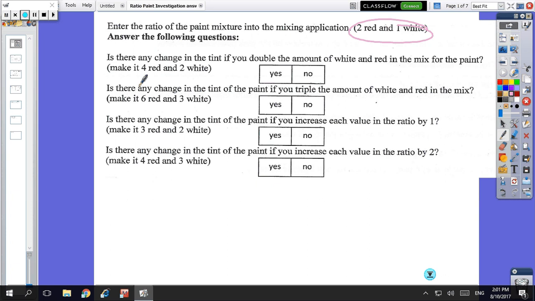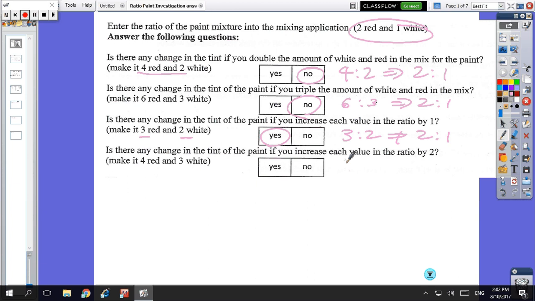So for instance, if you have 4 to 2, if you divide through by 2, you get 2 to 1, so there's no change. If you have 6 to 3, that's the same as 2 to 1, you just divide through by 3, so there's no change. But if you look at this one, if you have 3 to 2, that does not equal 2 to 1, so you have changed the colour.